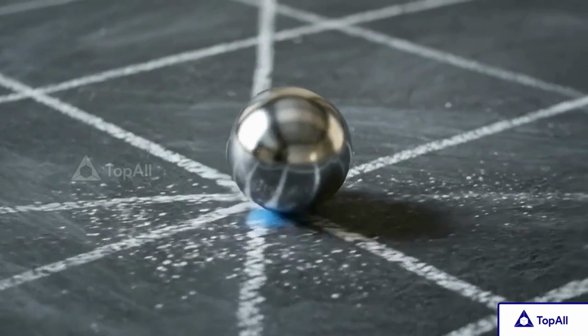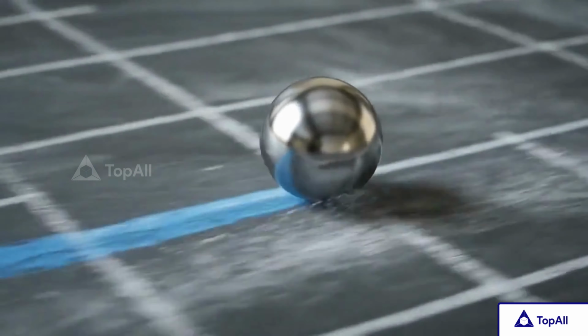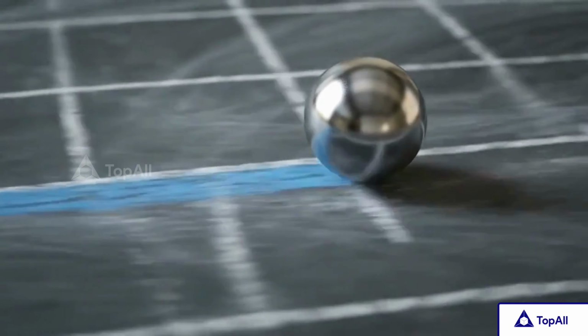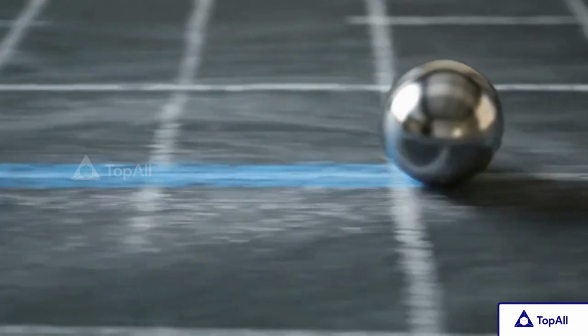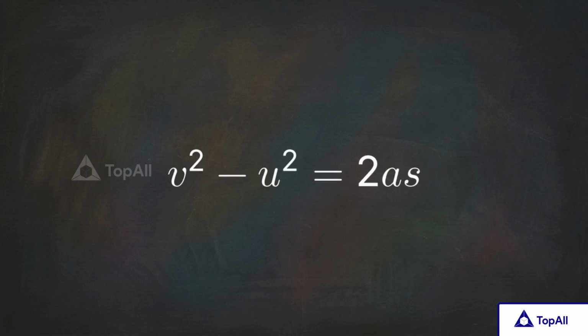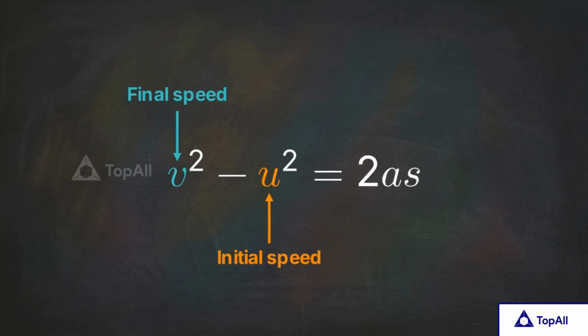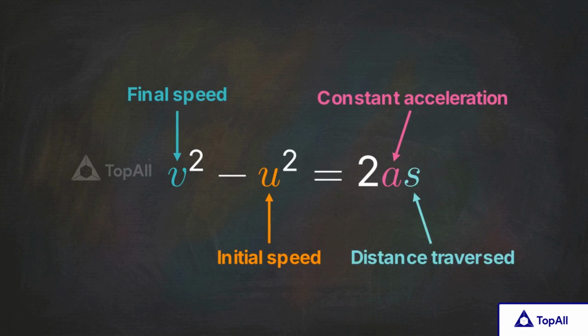When an object moves in a straight line under constant acceleration, its motion appears mathematically perfect to the observer. We describe that motion using a standard one-dimensional kinematic relation, v squared minus u squared equals 2as. Here, u and v are the initial and final speeds. The letter a represents the constant acceleration, and s stands for the total distance traversed.